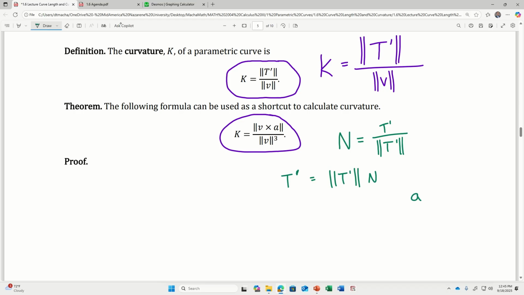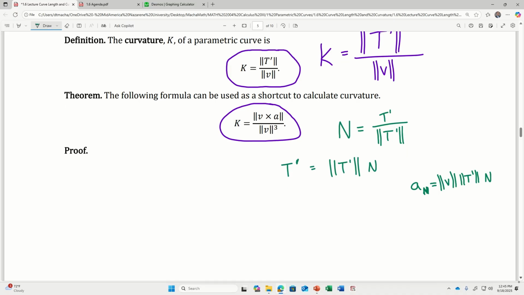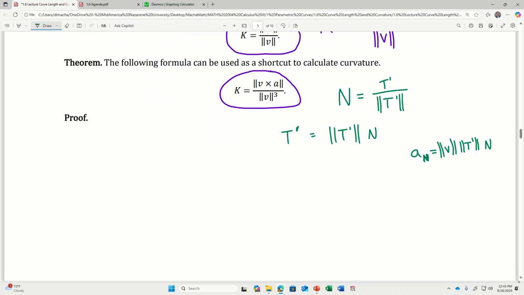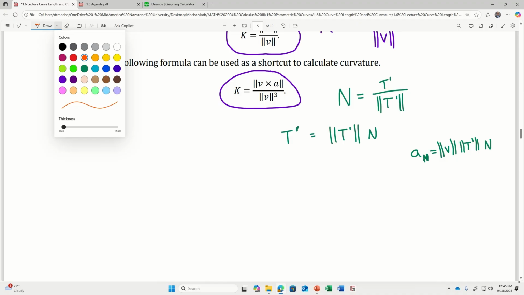And last time we also proved a definition for the normal component of acceleration. And the normal component of acceleration was, I think it was something like this. I can't remember that off the top of my head. I don't know if that's right or not. But I can remember what we did to prove that.